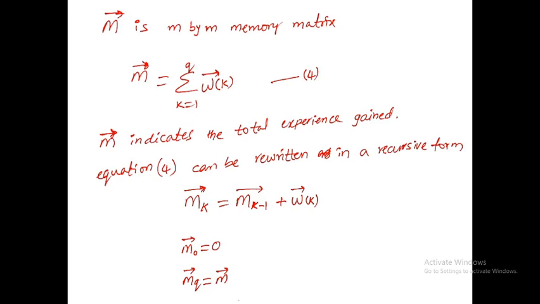That is again an m by m matrix, but it is only one particular connection link weight matrix. mk minus 1 represents all the previous patterns. If you substitute k is equal to 10, then m9 represents all 9 patterns, whose memory is stored in that m9 matrix. By adding this previous memory to the present memory, you will get the overall memory.